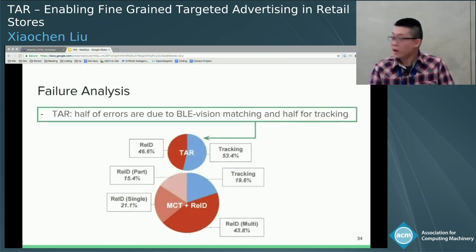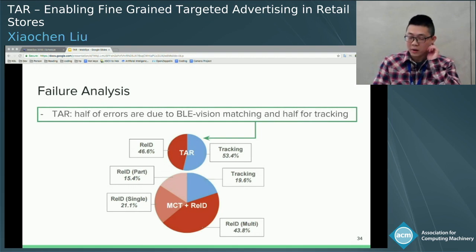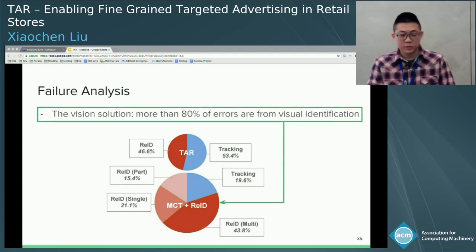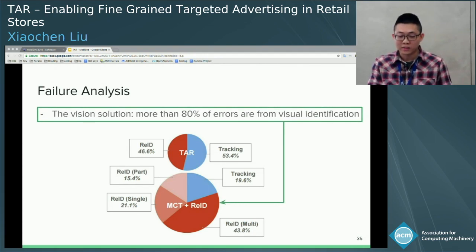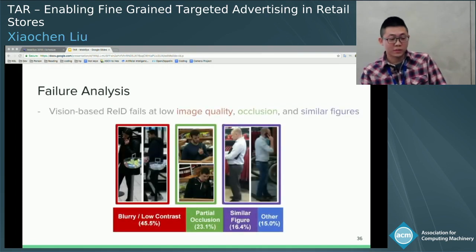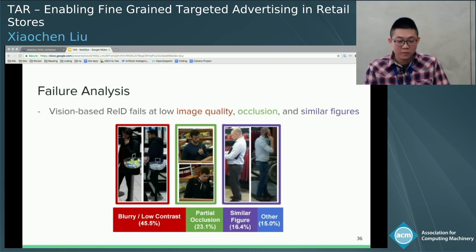We analyzed all the error results. About half of TAR's errors come from wrong BLE vision matching, and the rest are due to wrong tracking traces inside one camera. In the vision solution, only about 20% of errors are due to tracking. All the rest are caused by identification, which means the system classifies one person's feature to be another person's. Such vision failures come from many aspects, like bad image quality, partial occlusion, and similar figures. Therefore, we can see that vision is not reliable by itself.